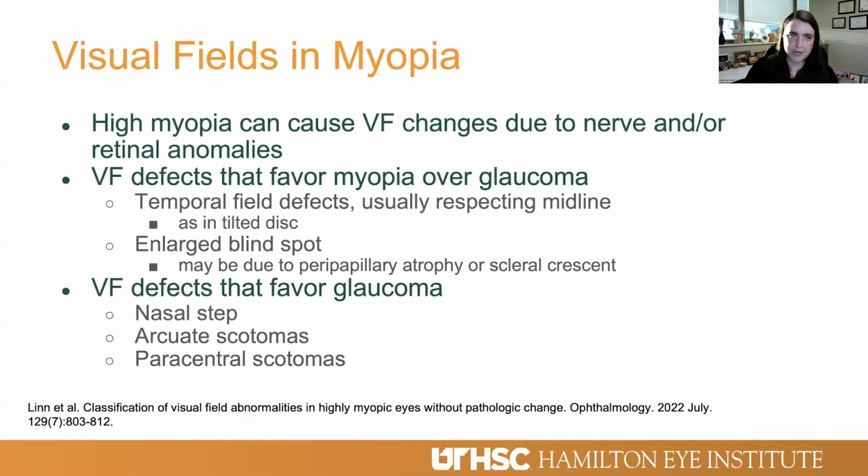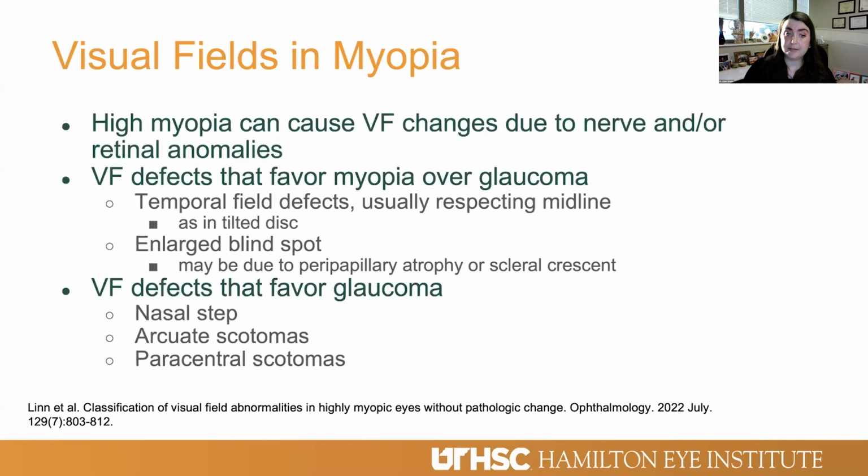All right, so we're going to briefly mention visual fields and myopia. High myopia can cause visual field changes. That can be due to either optic nerve irregularities, which we're clearly focusing on in this lecture, or retinal anomalies. Visual field defects that favor myopia over glaucoma include, but are not limited to, temporal field defects that usually respect the midline, as in a tilted disc. Also, enlarged blind spot, which may be due to peripapillary atrophy or scleral crescent.